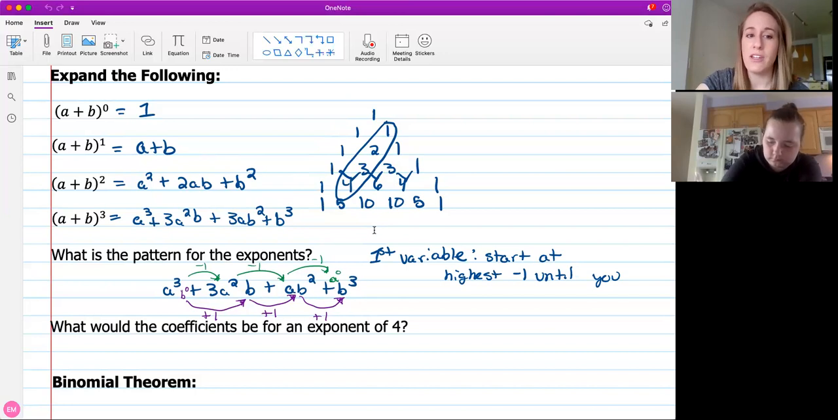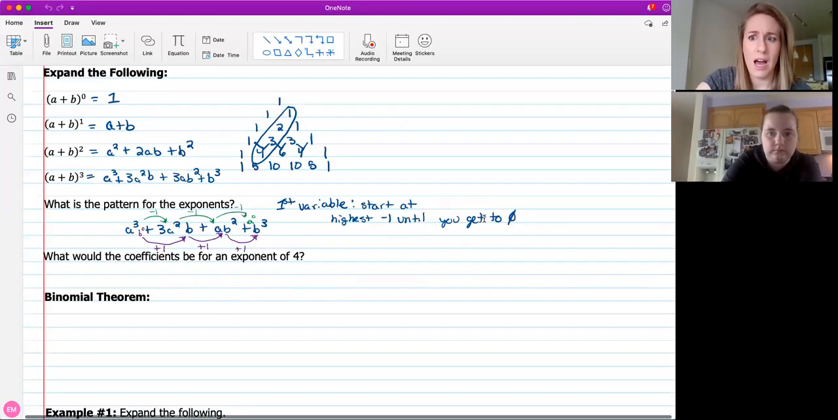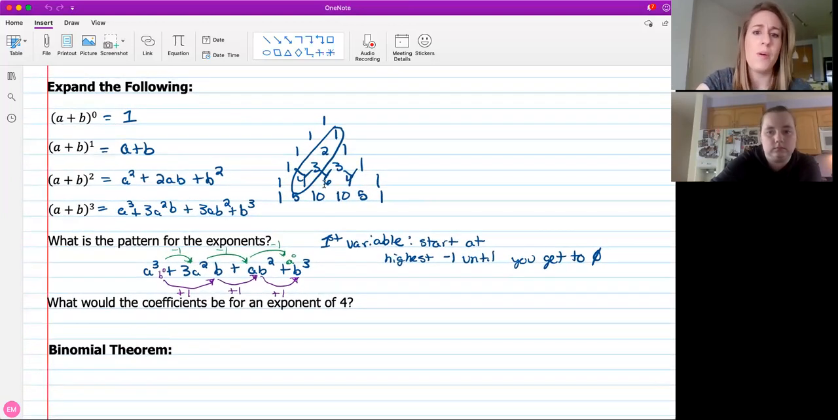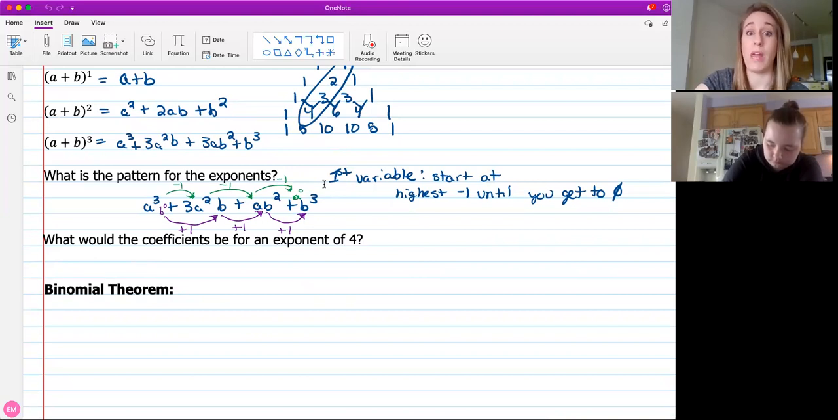Even when you had to do a plus b to the power of 3, you don't want to do that by hand. That's a lot. You have to get your little box out and do your little multiplying, and nobody wants to do that. So this makes expanding binomials way easier.